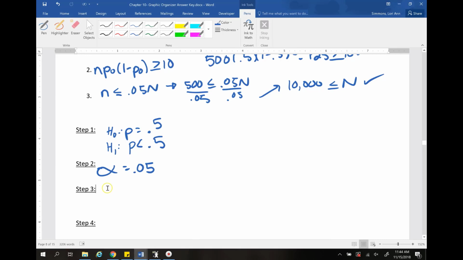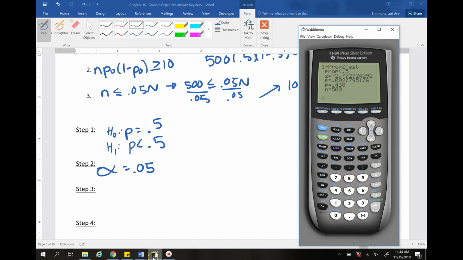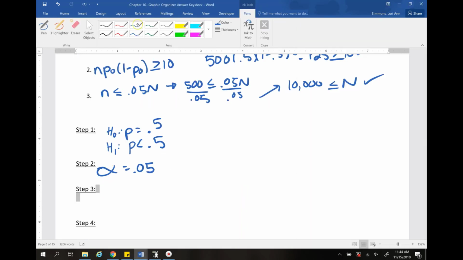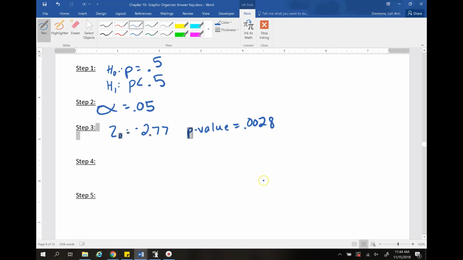So our test statistic, you can see from our calculator, it is Z is our test statistic, and you can note that our test statistic for population is Z, and then for mean, sample mean, it's T. So Z sub 0, that's what it'll look like on your homework, is equal to negative 2.77, and your p-value is equal to 0.0028. Step 4 is to compare your p-value to your alpha. So that is less than 0.05. So we reject the null hypothesis.